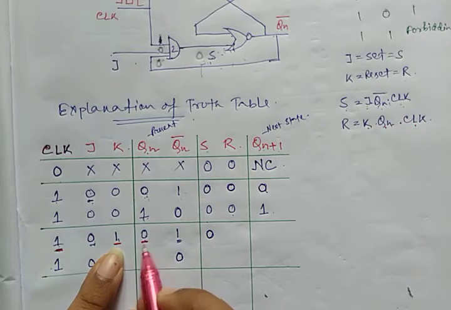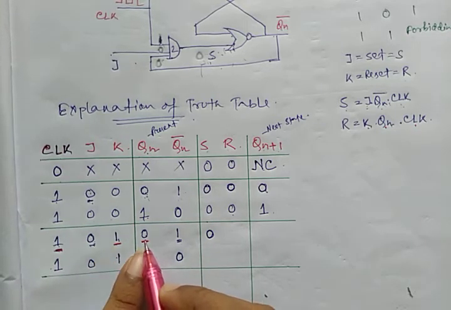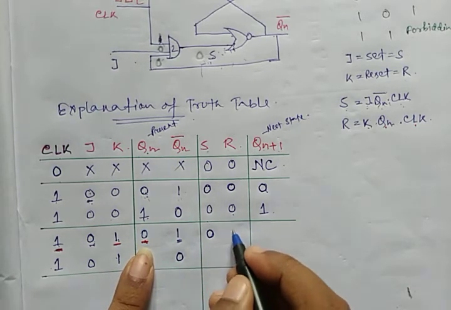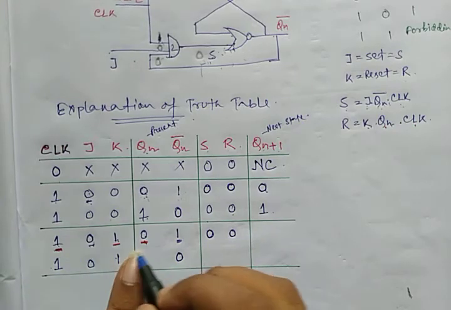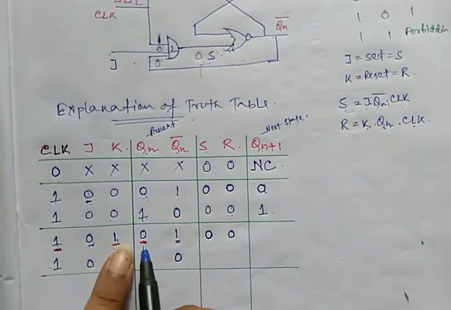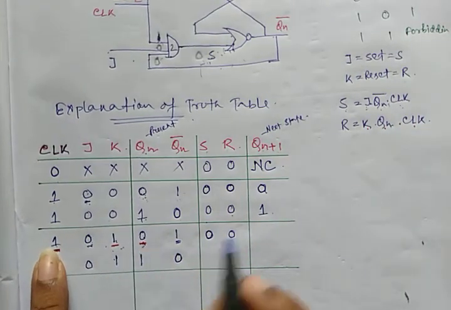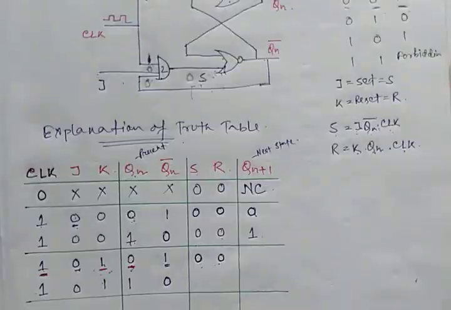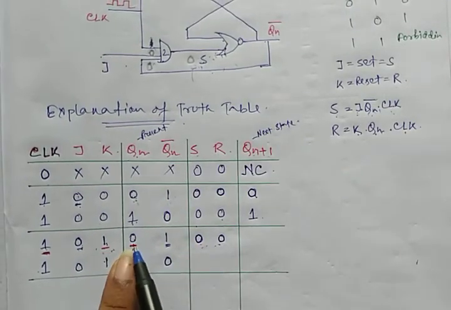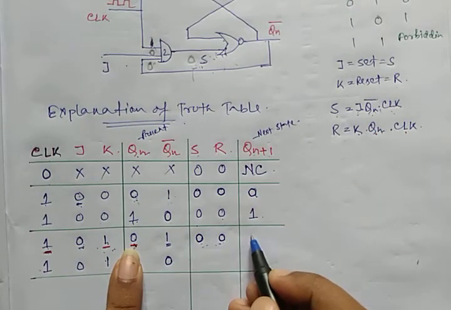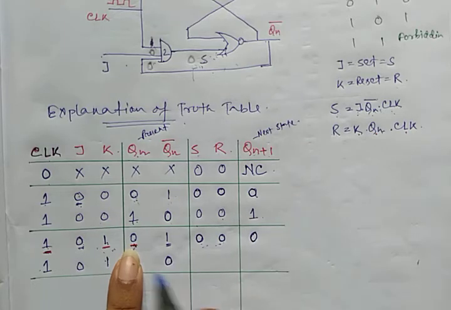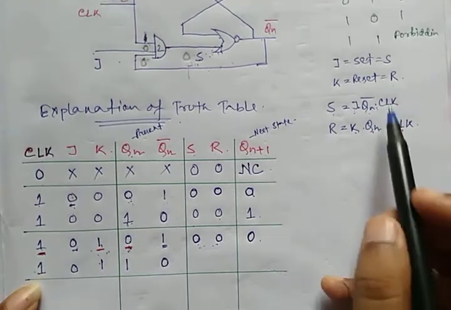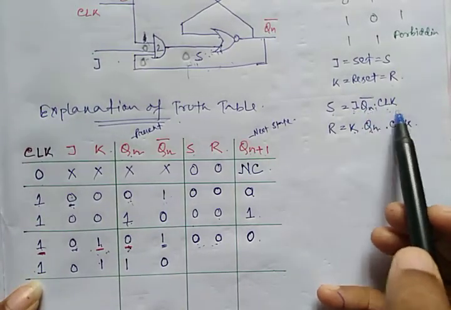Qn is 0. So here also one input signal is 0, which means R is also 0, as R is the AND operation of these three input signals. So R is also 0. 0 0 means we know that 0 0 is no change. No change means whatever the value of Qn, Qn plus 1 gets the same value, so it is 0 in the first condition. The second condition is the same: check for S, J, Qn bar, clock.